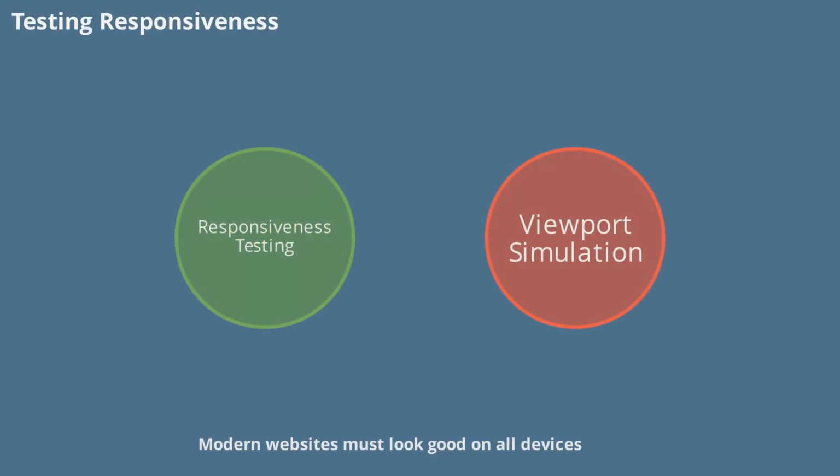Modern websites must look good on all devices. Selenium helps you test responsiveness by allowing you to set the browser's viewport size using set window size. By simulating different screen sizes, you can verify that your site adapts correctly to desktops, tablets, and mobile devices. This ensures a consistent user experience across platforms.